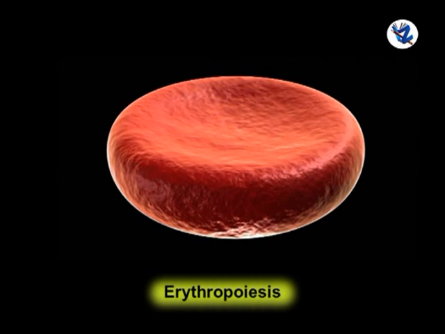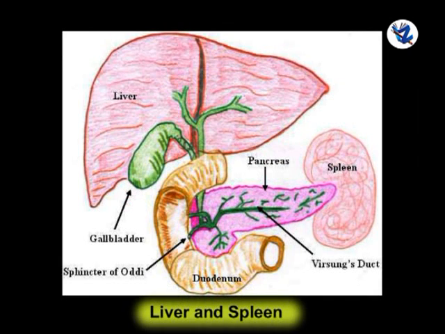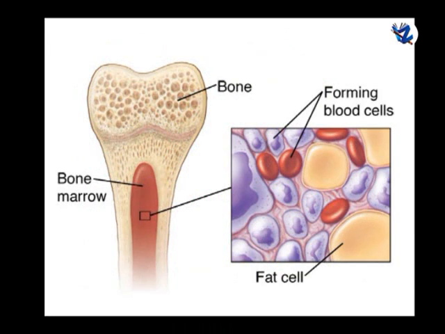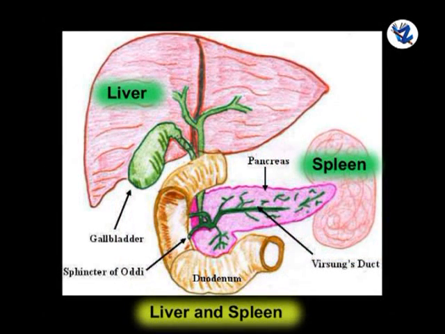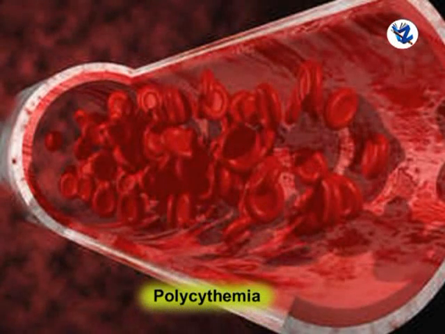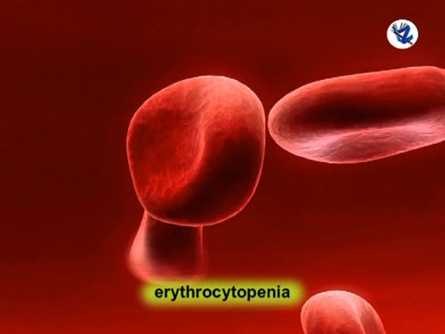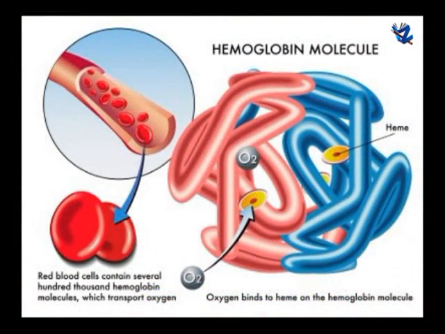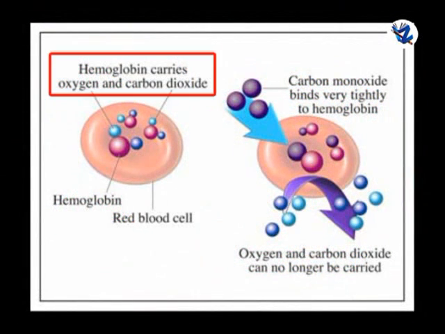The formation of RBCs is called as erythropoiesis. In fetus, it occurs in liver and spleen, whereas in adults, it occurs in red bone marrow. The old and worn out RBCs are destroyed in liver and spleen. Increase in number of RBCs is polycythemia, whereas decrease in the number is erythrocytopenia. The cytoplasm of RBCs contain respiratory pigment called hemoglobin, which helps in transport of oxygen and carbon dioxide.